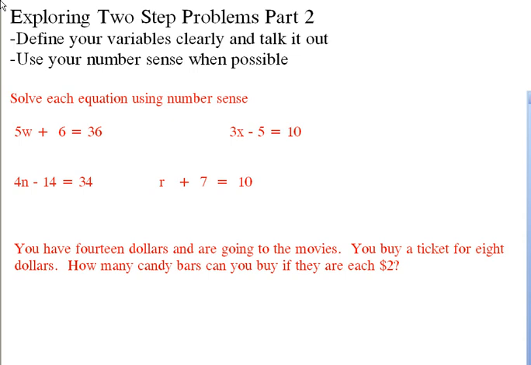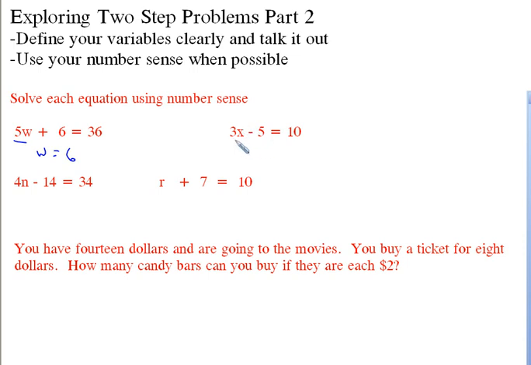Now, in terms of using number sense, that's also really an important idea because let me explain by showing you a couple of examples. Solve each equation using number sense. So what we have here is 5w plus 6 is equal to 36. So what we're saying is, well, this term right here plus 6 is equal to 36. So this here, we know right now that has to be equal to 30. And, well, if 5 times w is 30, what's w going to be equal to? W is just going to be equal to 6.